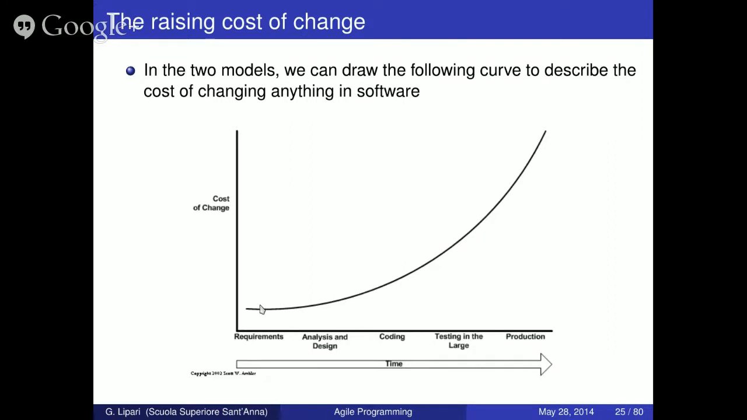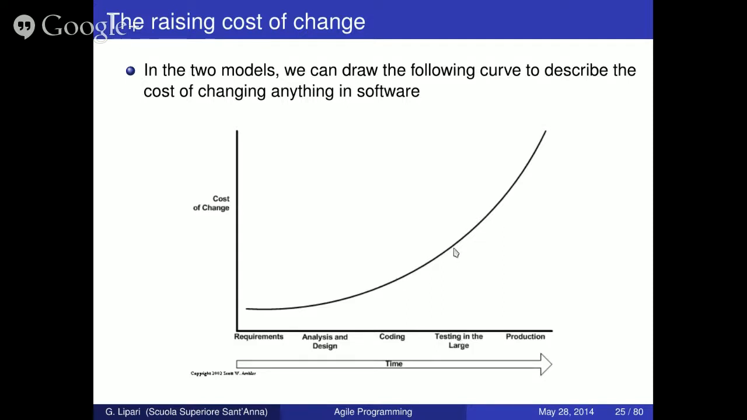That's it. If something happens during analysis and design, you are still okay because you can easily change the design. You can easily change the specification. You can redo the analysis quite easily because you are still in the early stage. Nothing has been implemented yet. If you find something wrong or something has to change during coding, the cost is a little bit higher because sometimes you have to go back and redo the design. So you are wasting time.